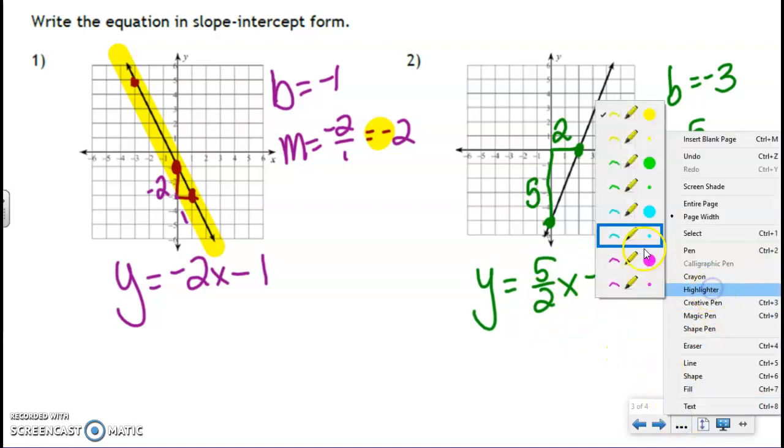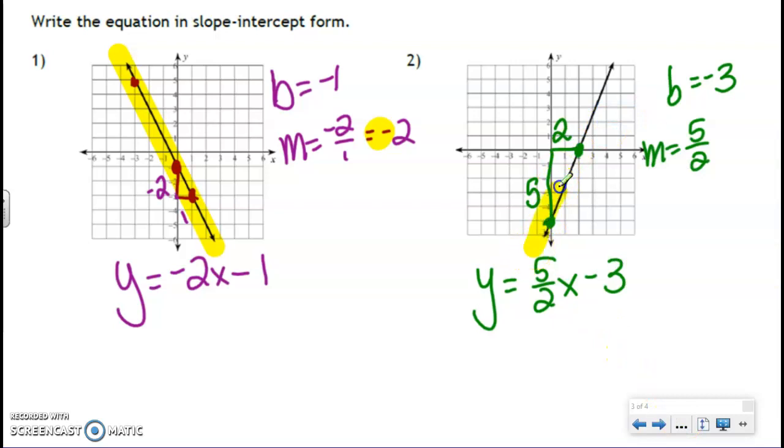And when I look at my line, because my slope is positive, I need to make sure my line is actually getting higher or rising or increasing, however you want to look at it. Okay, so we're in pretty good shape there.